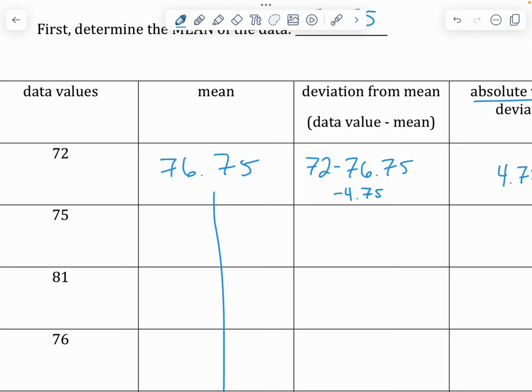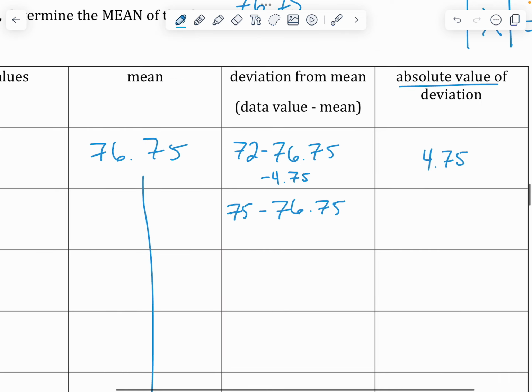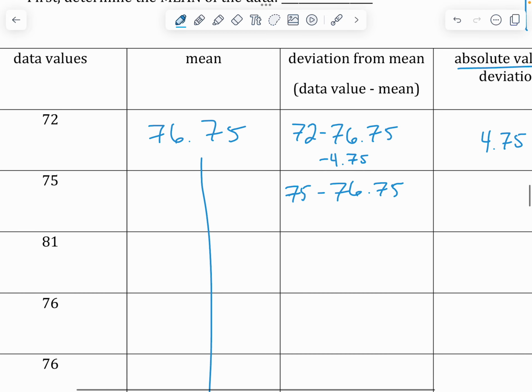We're going to continue to do the same thing. 75 minus 76.75, because that's the next number. We're going to continue to do this and find our absolute value of deviation for each one. So this is negative 1.75. Let's see, 81 minus 76.75. Well, that's going to be 4.25.